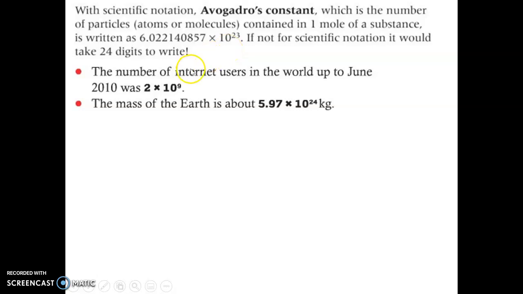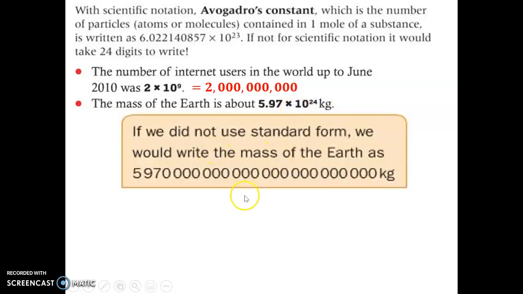Here's some other things. The number of internet users in the world up to June 2010 was this, 2 times 10 to the 9th. So that's in scientific notation. If that was written out in full, it would be like that. Not so bad, but again, this is easier to work with. The mass of Earth is about 5.97 times 10 to the 24 kilograms. That one, if it was written in full, would look like this. That 24 means that decimal moved 24 spots to the right, and we end up with all these zeros. That's definitely inconvenient to write or work with, so scientific notation is great for that.